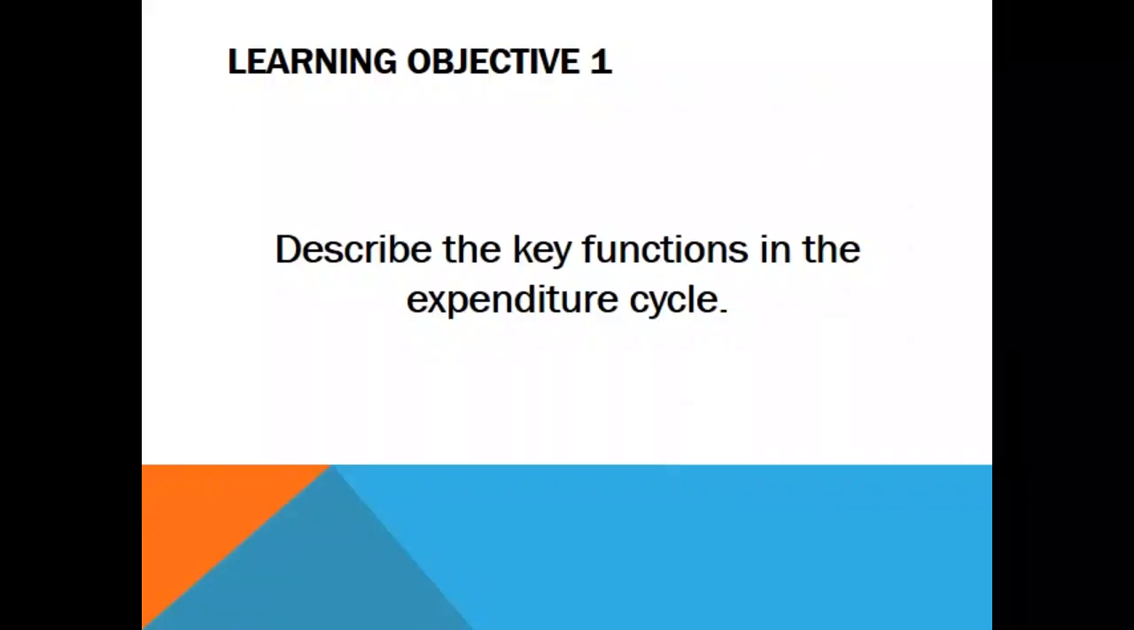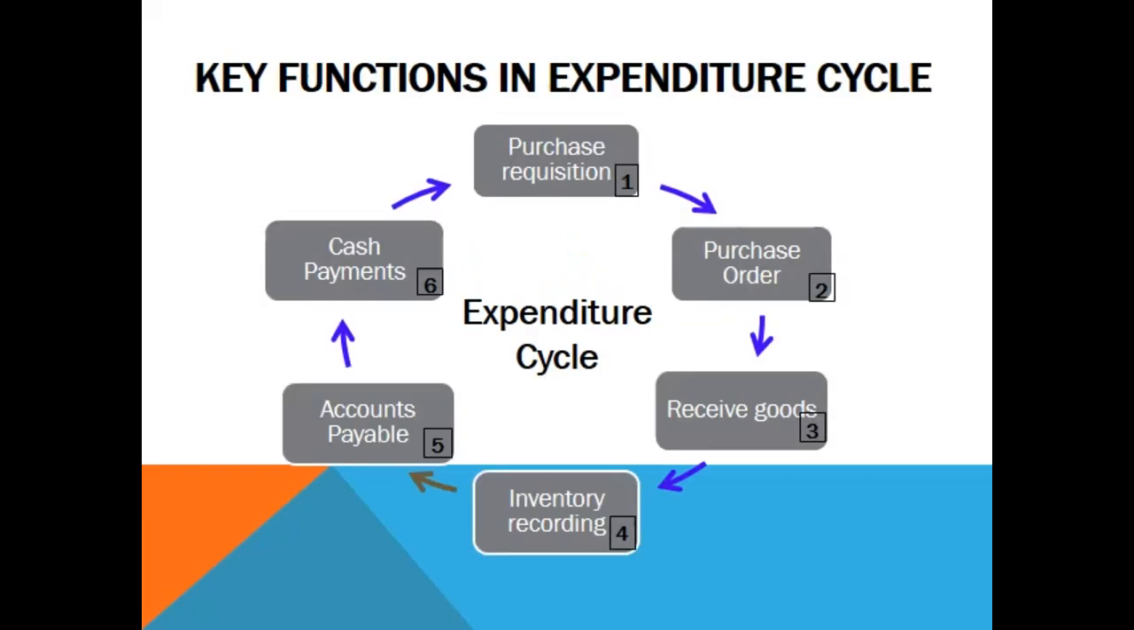Let's dive straight into learning objective 1, and that's to describe the key functions in the expenditure cycle. In lecture 1, you learned that the expenditure cycle comprises business activities relating to the purchase of goods from suppliers and the related cash payment transactions. This diagram provides a bird's eye view of expenditure cycle activities in a business organization. In this lecture, we will just focus on the purchase of goods, although organizations will typically purchase other things like fixed assets for use or even services of various types, such as utilities and rental.